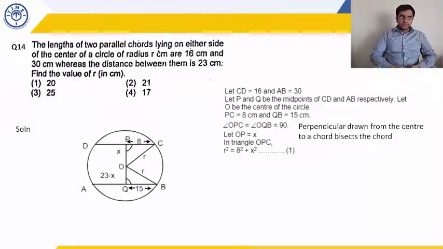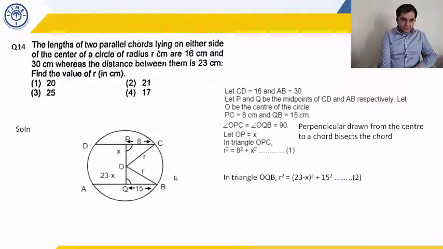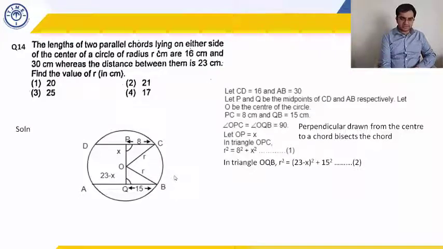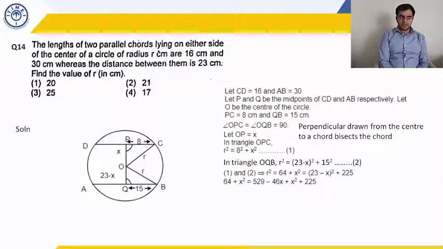And then I also use Pythagoras theorem in the other triangle, that is triangle OQB. So I get R square equal to (23 minus X) whole square plus 15 square. And I can simply equate equation 1 and 2 because both of them are equal to R square. So I get R square equal to 64 plus X square is equal to (23 minus X) whole square plus 225. I can now expand (23 minus X) square.